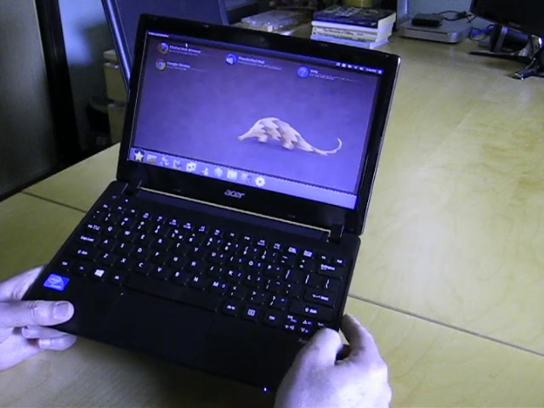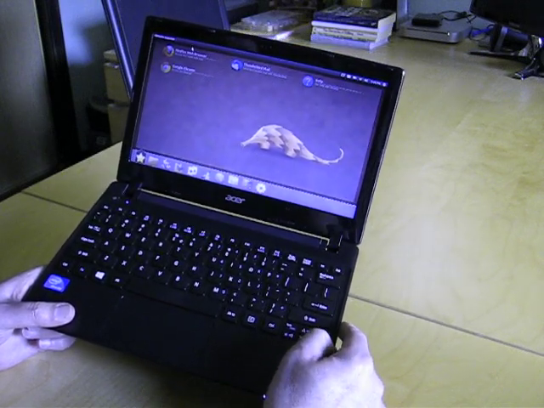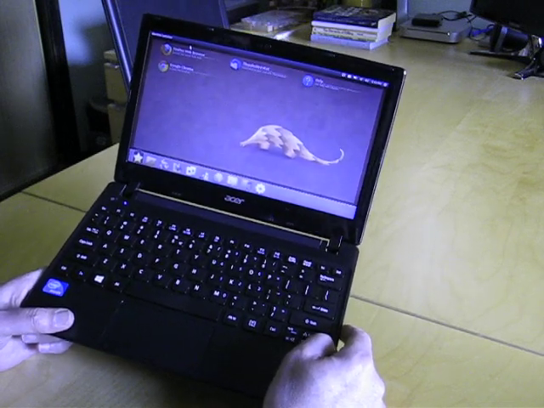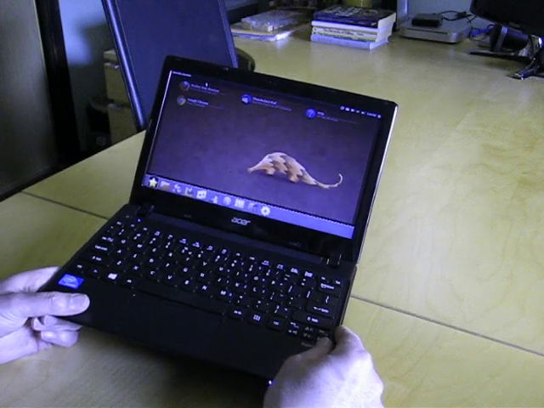If you buy them in quantity, I'm willing to bet you can even get that price even lower, maybe sub $300. So take a look at the Acer Aspire V5-131 when you get a chance. Consider it for your next deployment. I think you'll really, really like it.